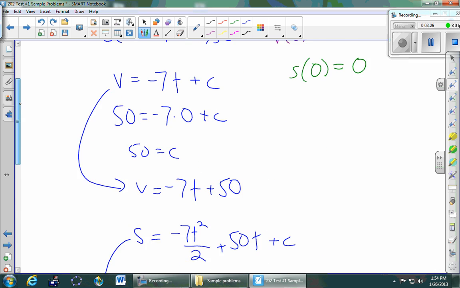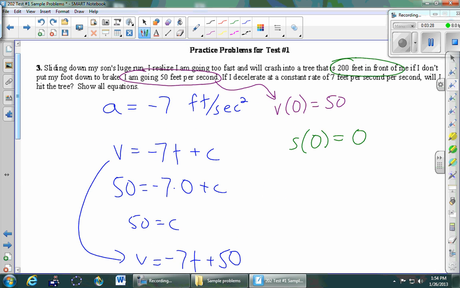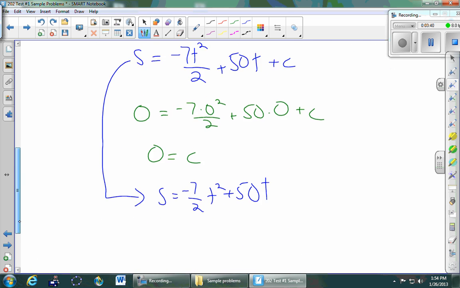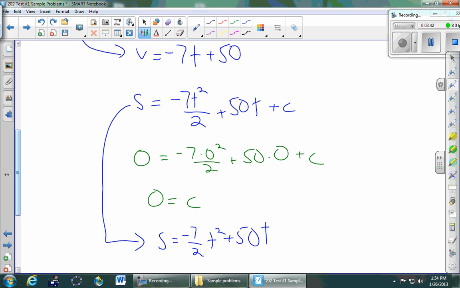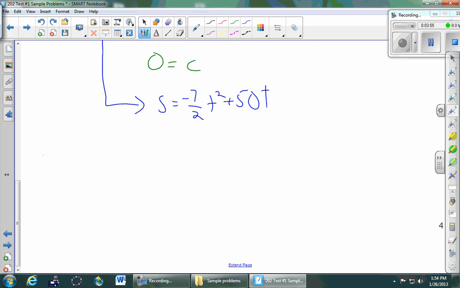And then finally, we are told that the tree is 200 feet away, so we have to figure out how long it's going to take us to stop, because we want to make sure we have enough time to stop. So how do we figure out when we've stopped? What's special about the moment in time when we've stopped? Is it something special about the acceleration, the velocity, or the position? What's special is that the velocity is something. At the moment you stop, you know what the velocity is. We know the velocity is 0.